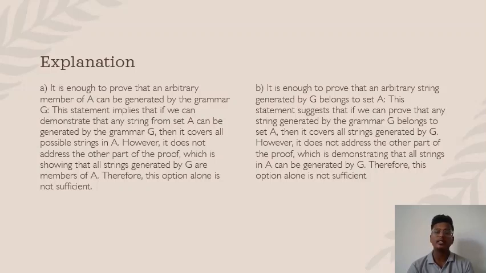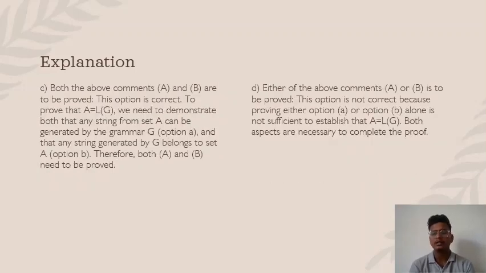Then option B states that it is enough to prove that an arbitrary string generated by G belongs to set A. This statement suggests that if we can prove that any string generated by the grammar G belongs to set A, then it covers all strings generated by G. However, it does not address the other part of the proof, which is demonstrating that all strings in A can be generated by G. Therefore, this option alone is also not sufficient.